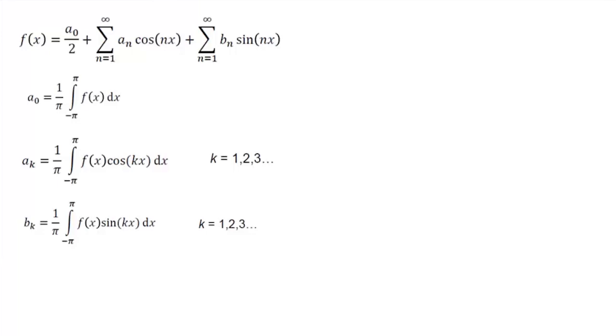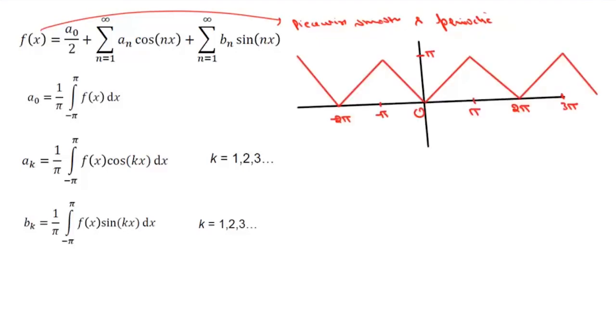Only the functions which are piecewise smooth and continuous can be represented by a Fourier series, and also the functions which are bounded in a given interval can be approximated by a Fourier series. So for most of the cases, we'll be using the Fourier series for functions which are piecewise smooth and which are periodic. Now let us take another example.